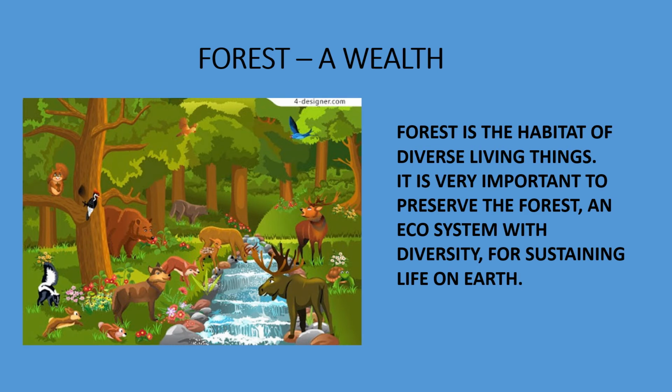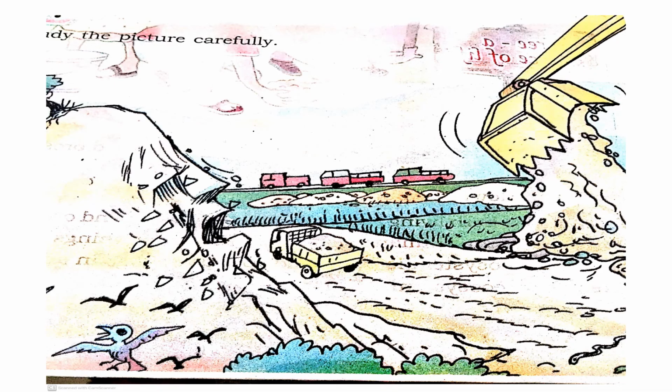What is a forest? Forest is the habitat of diverse living things. It is very important to preserve the forest and ecosystem with diversity for sustaining life on earth. Children, look at the picture. Many activities of human beings like cutting of trees and sand mining harm the ecosystem.